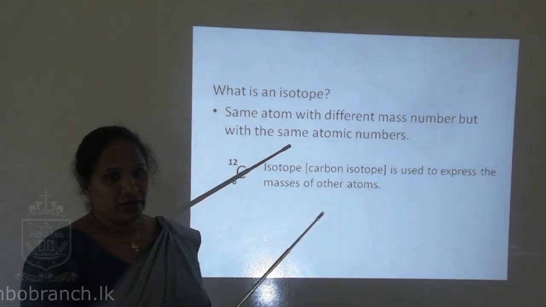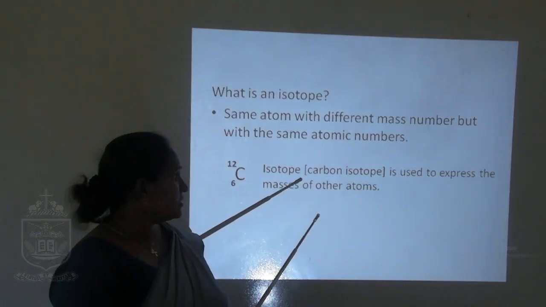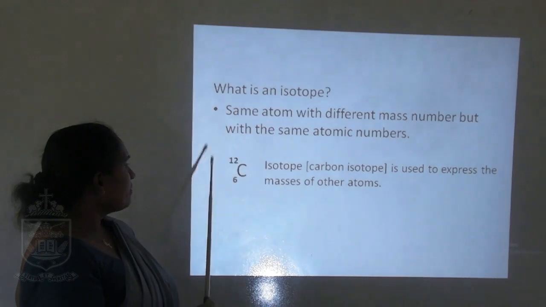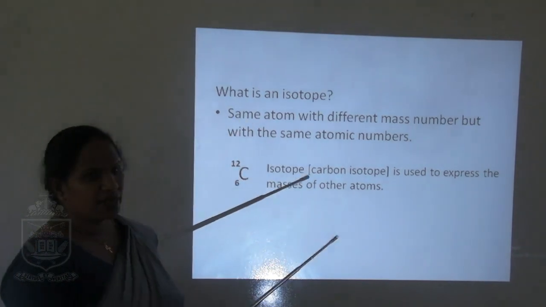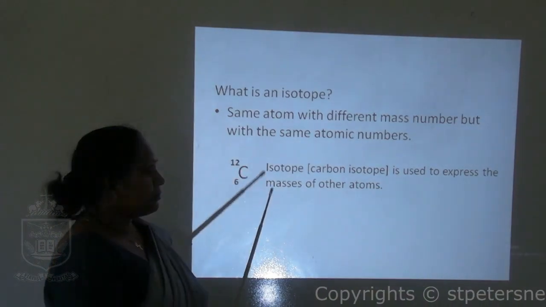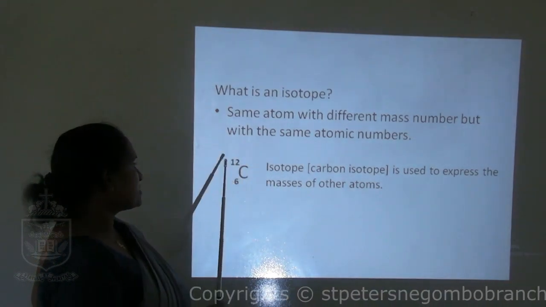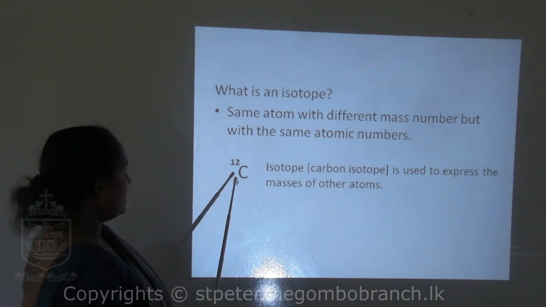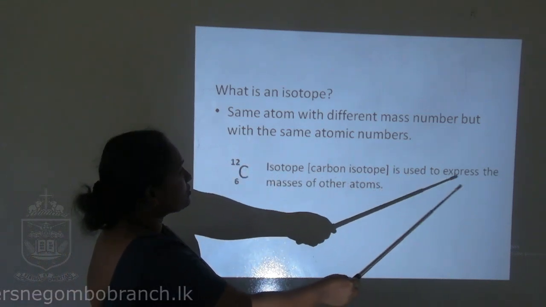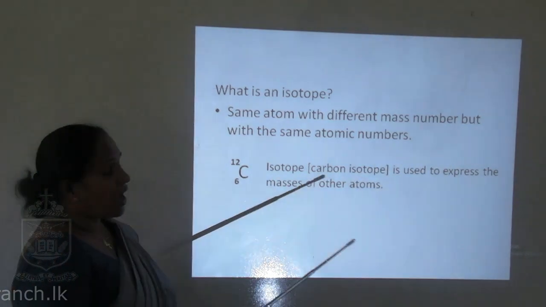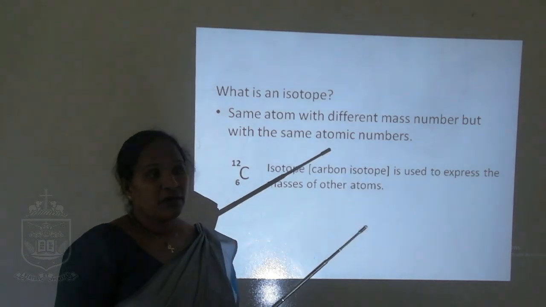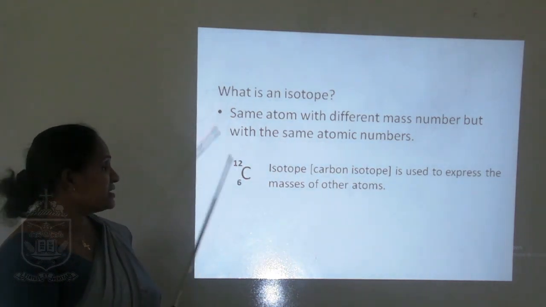When we do the measurement or quantification, when we get the mass, we use this carbon-12 isotope. That is the standard atom we use. Carbon-12 isotope is used to express the masses of other atoms. Now we are going to compare the masses of the other atoms with this carbon.